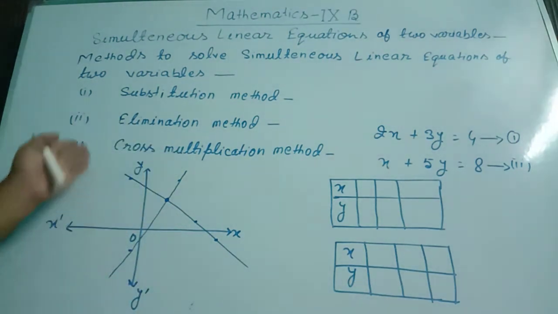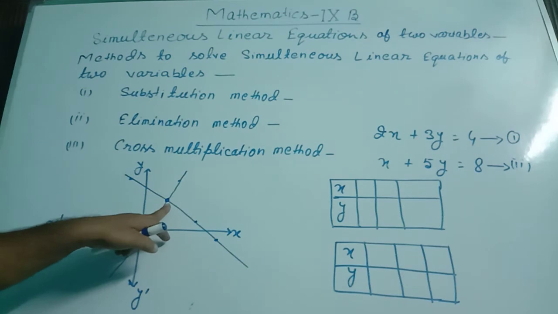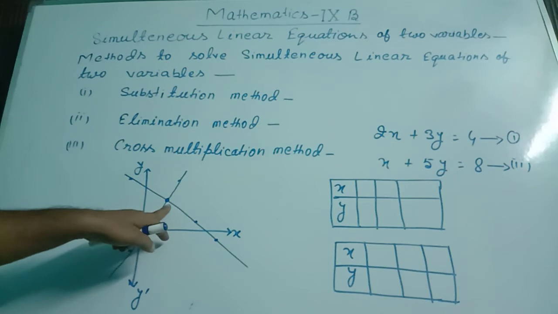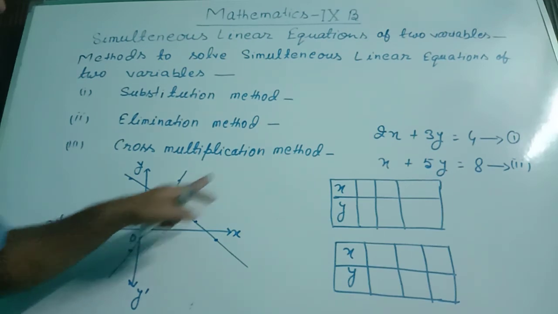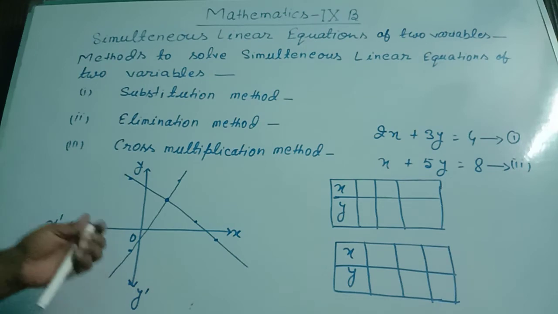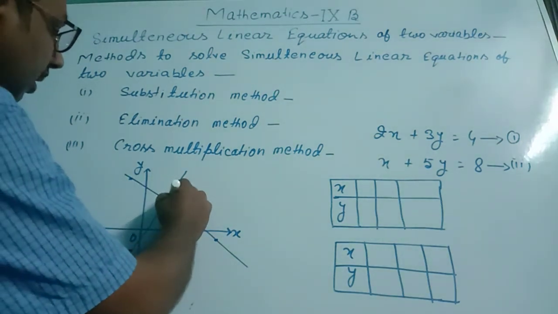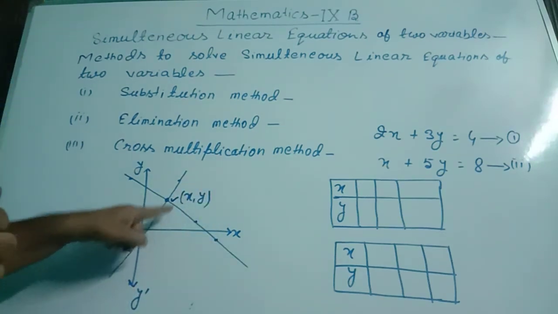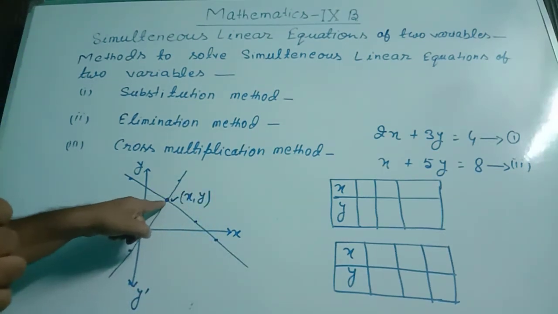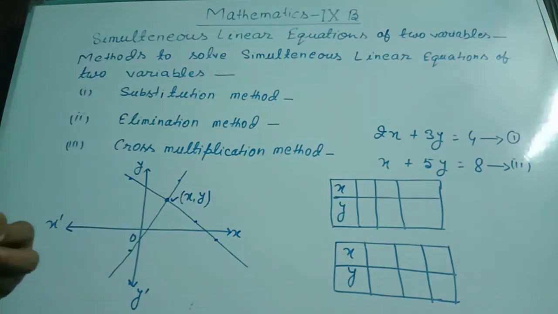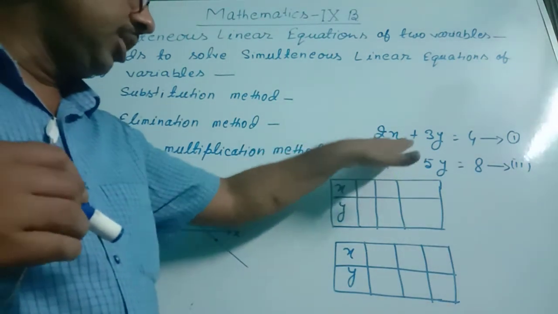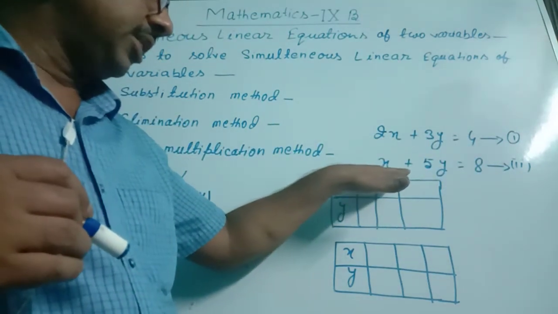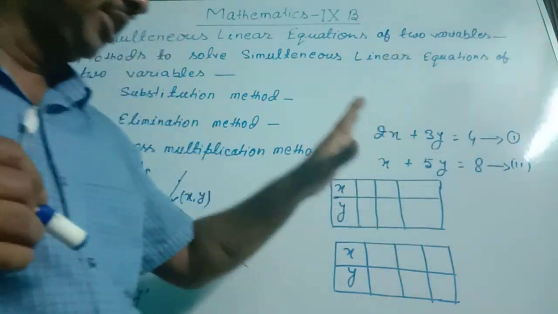So both straight lines will intersect each other at a common point. The value of the common point will give you the common solution for both equations. Common solution means the value of this point will come in the form of x and y. X is the distance on the x-axis and y is the distance on the y-axis. So this point will have two values, x and y, and if you put the values of x and y in both equations one by one, the first will be equal to 4, and in the second equation you will get 8.